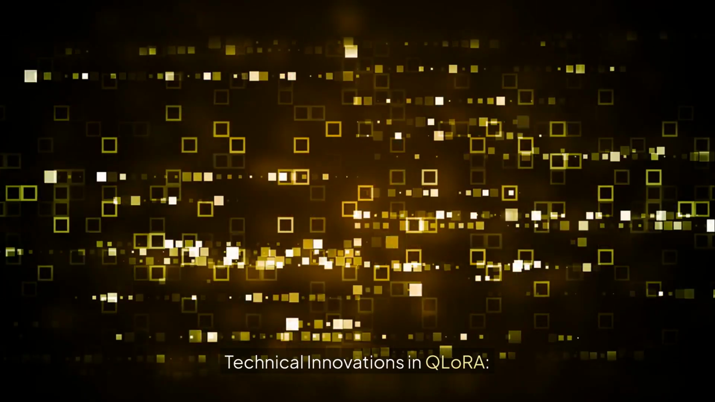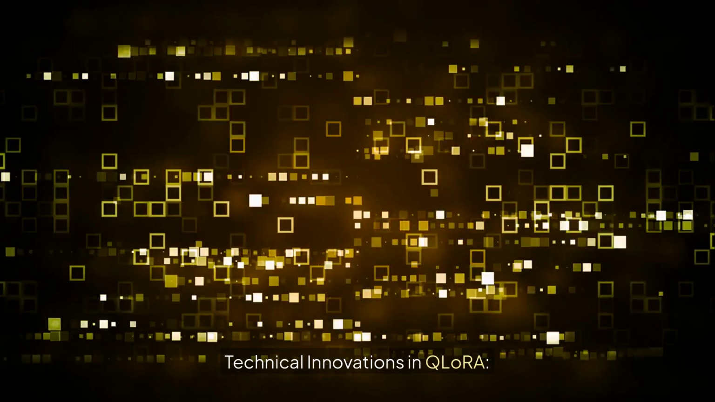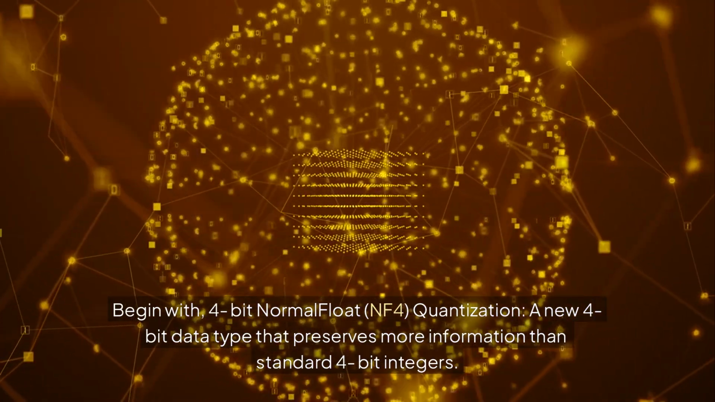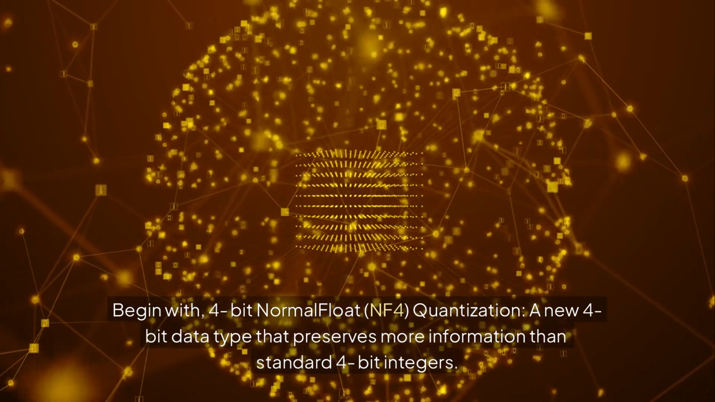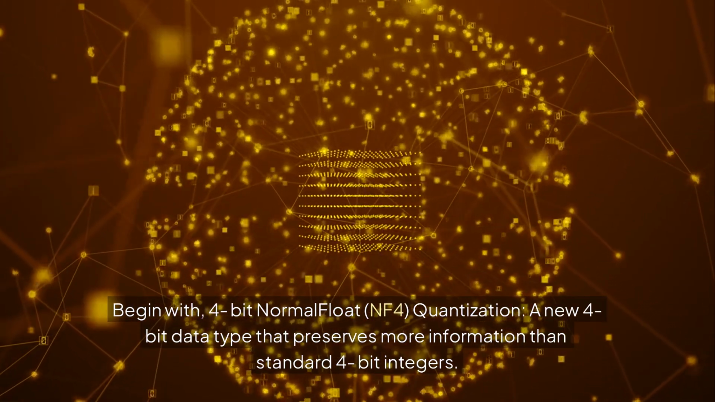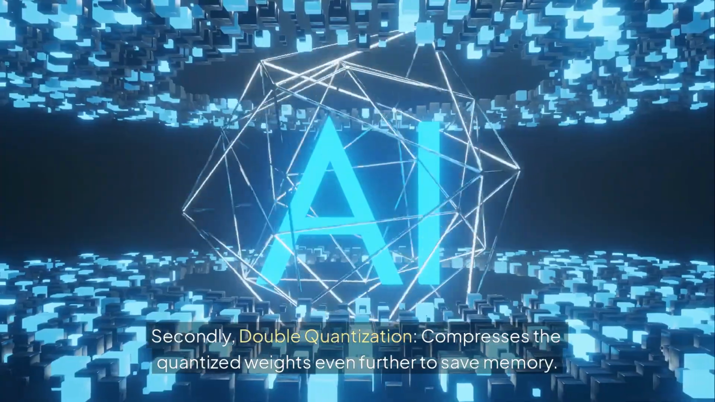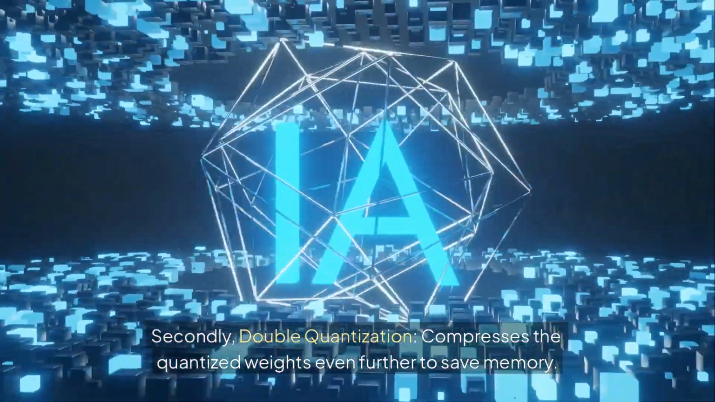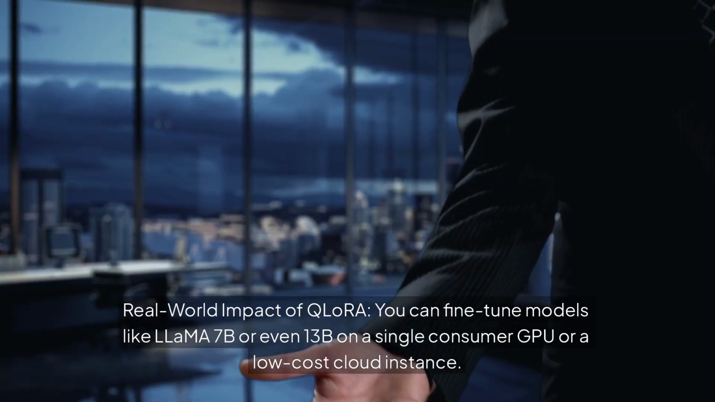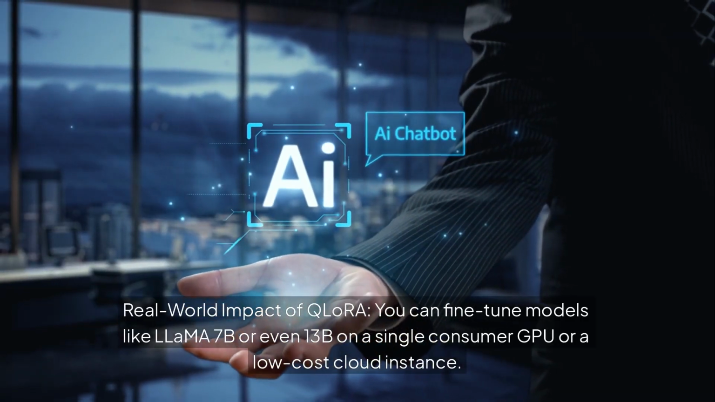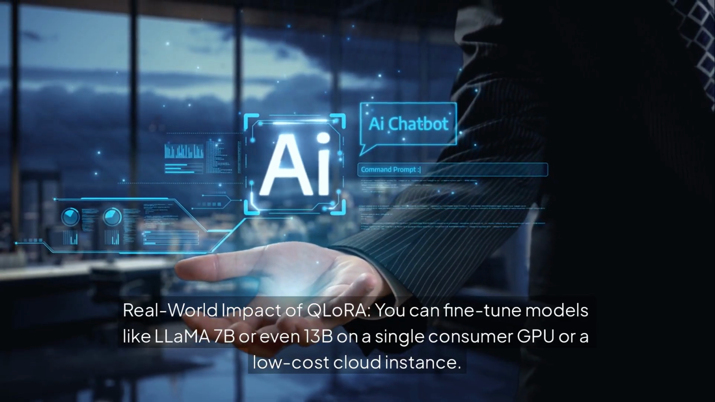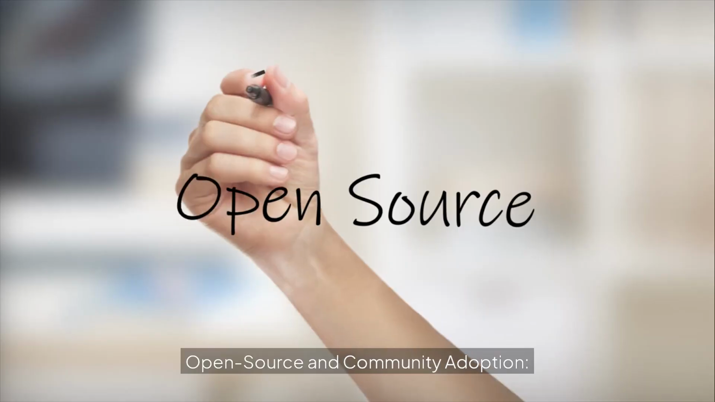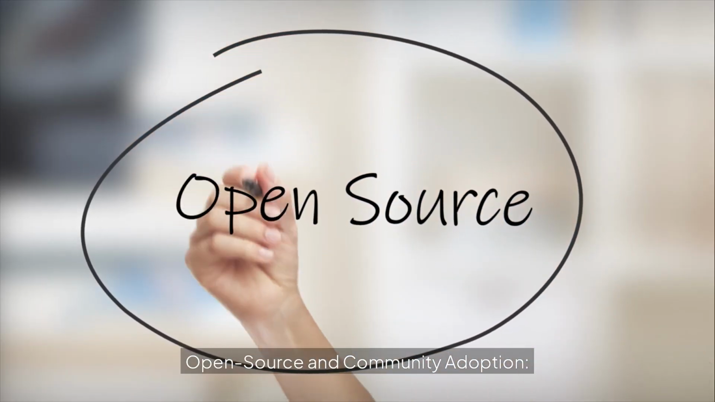Technical innovations in QLoRA. Begin with 4-bit normal float, NF4, quantization, a new 4-bit data type that preserves more information than standard 4-bit integers. Secondly, double quantization compresses the quantized weights even further to save memory. Real-world impact of QLoRA. You can fine-tune models like LLaMA 7B or even 13B on a single consumer GPU or a low-cost cloud instance.